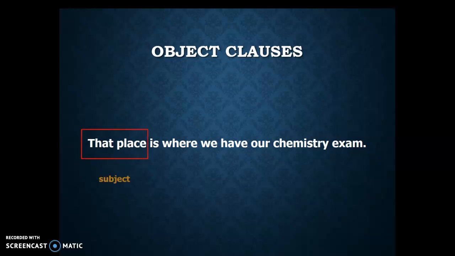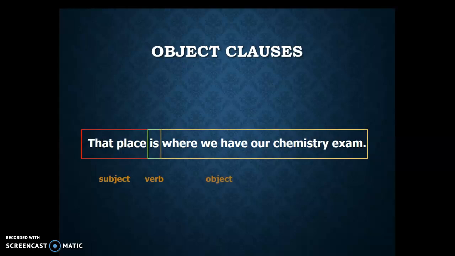That place is going to be the subject of our sentence. Is the verb. This is the main clause, the principal sentence. That place is. And what is after the verb we call an object. So, where we have our chemistry exam, all this part is the object.